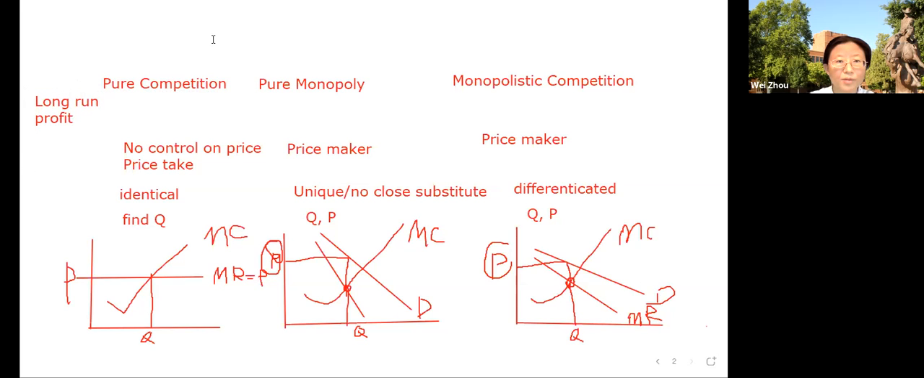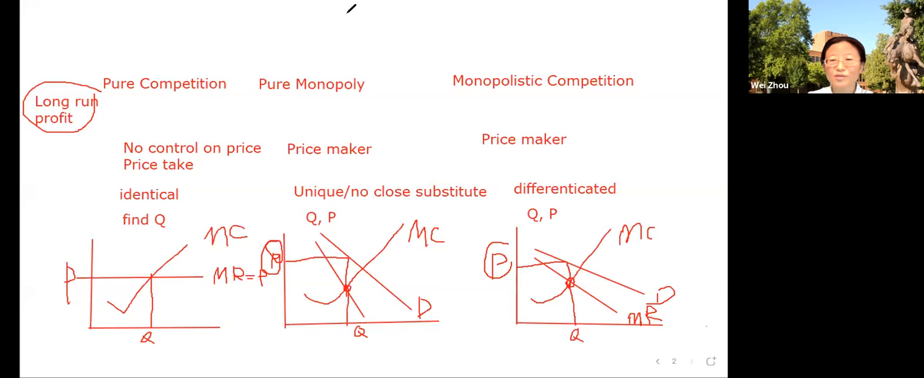Can you get a long run profit? It really depends on only one thing: can you block other firms from coming in? Because if you can block other firms from coming in, then you can seize the long-term profit. But if you can't, any short-run profit will be seen by other competitors and they will come get you, right?